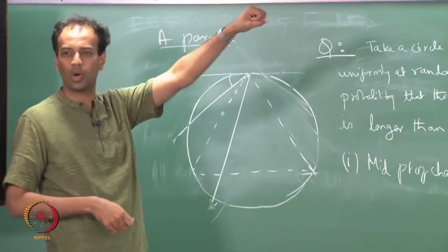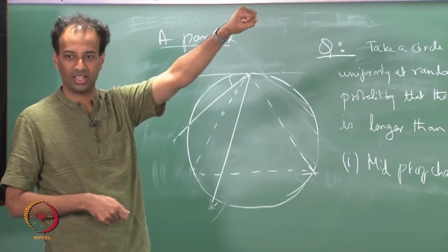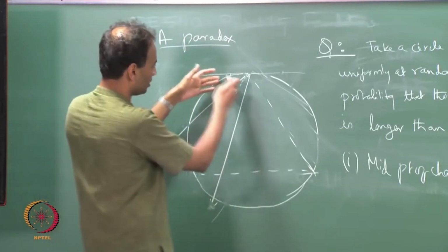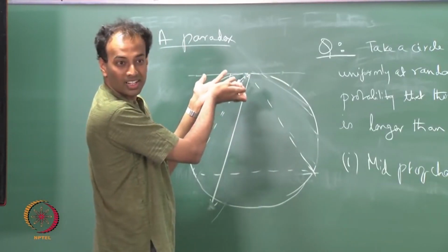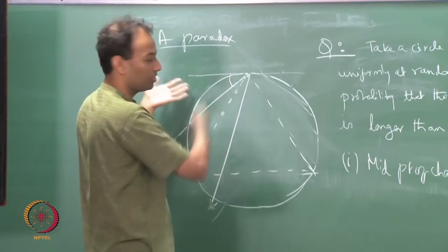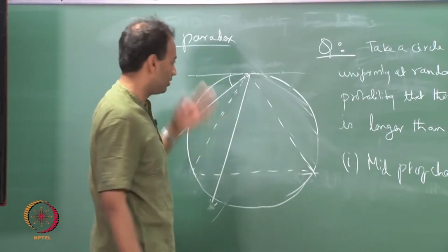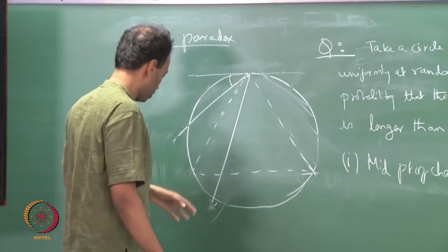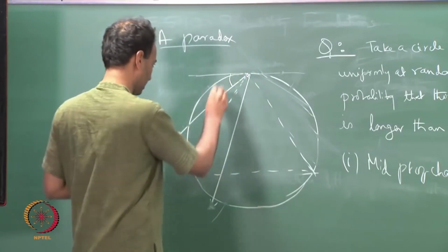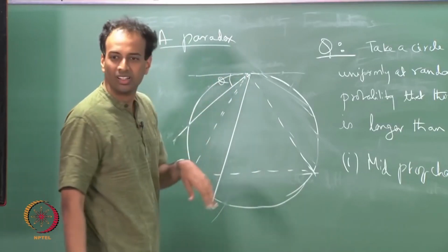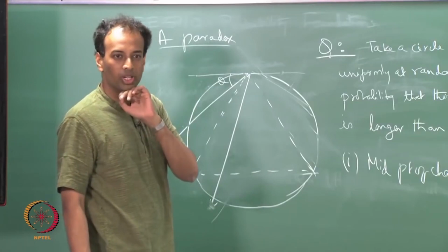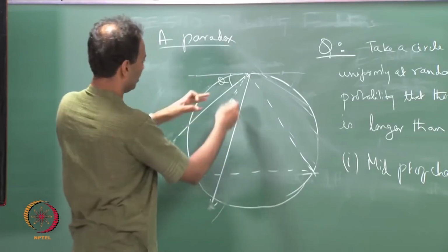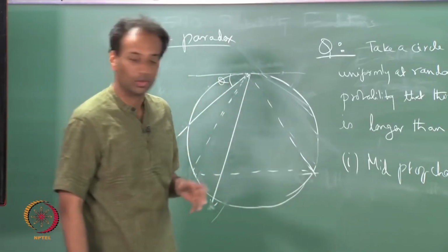So essentially what I am doing is fixing one end of the chord and looking at what angle it makes with the tangent. If this angle is uniform, because it is a random chord, so it does not prefer any particular direction, then the probability that you are longer than square root of 3 is simply the probability that this theta lies between 60 and 120 degrees, pi on 3 and 2 pi on 3. What is that probability equal to? 1 by 3, because this angle is chosen uniformly at random.